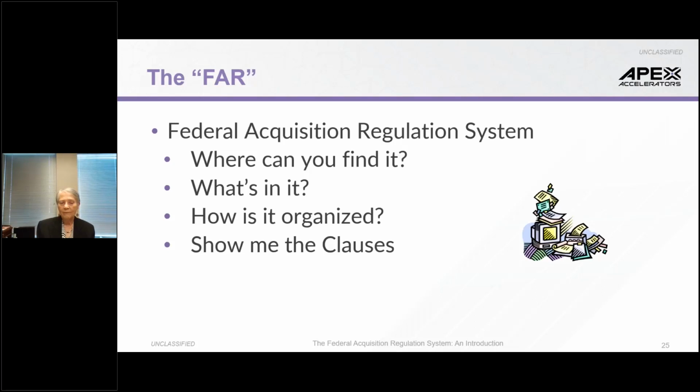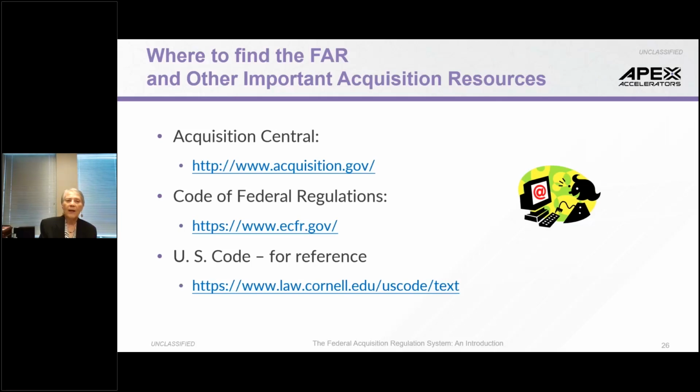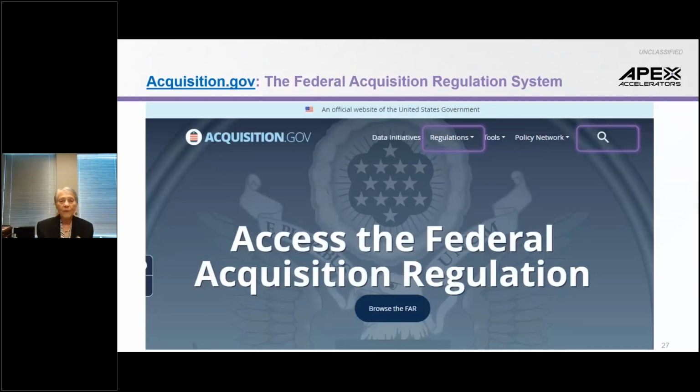So the FAR, where can you find it? What's in it? How is it organized? And show me the clauses. You can find the FAR at Acquisition Central. This link, which will be in your handouts when you get them, will take you directly to Acquisition Central, and we'll be looking at that. Here's a link to the Code of Federal Regulations and the Cornell Law U.S. Code reference. So that's where you find them.